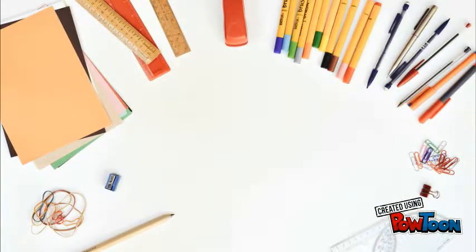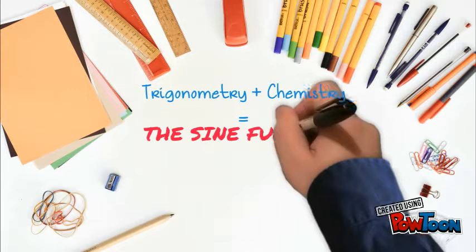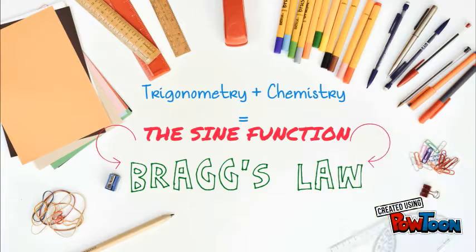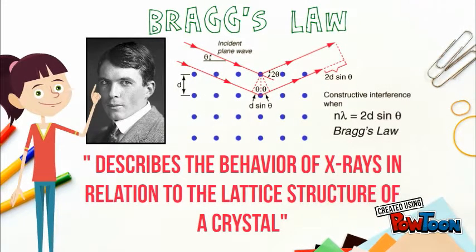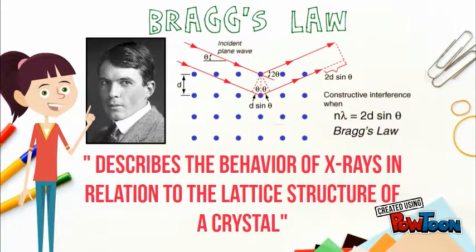Most applications of trigonometry in chemistry can be done using the sine function, and this trigonometric function can be applied in Bragg's law. Bragg's law describes the behavior of X-rays in relation to the lattice structure of a crystal.